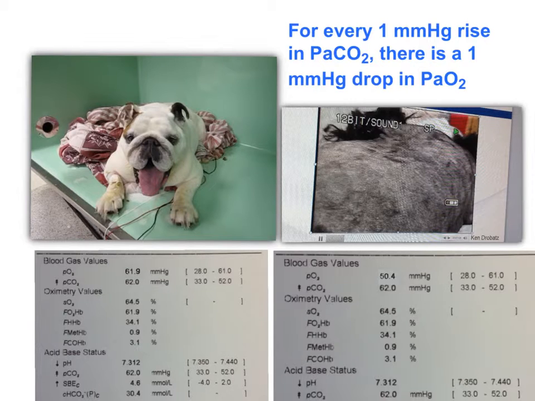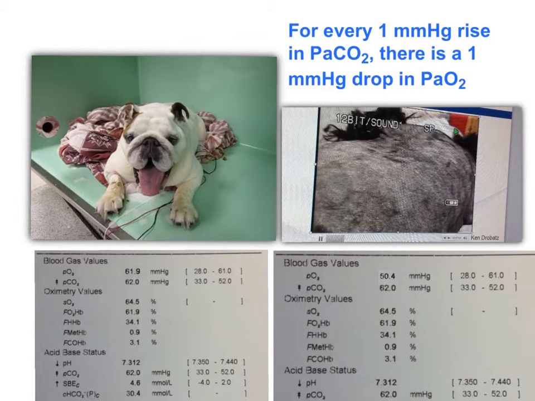And if you look at the difference between how much the CO2 has risen versus how much the O2 has fallen, it's about a 1-for-1. So 62 is about 22 millimeters of mercury above the middle of the normal CO2 range, about 40. So 62 minus 40 is about 22, so it's 22 above normal, whereas the PaO2 is about that much below normal. So probably this dog's hypoxemia can be explained entirely by hypoventilation.